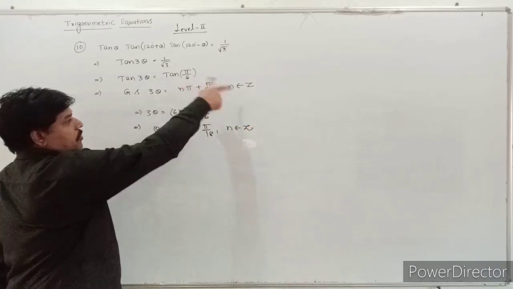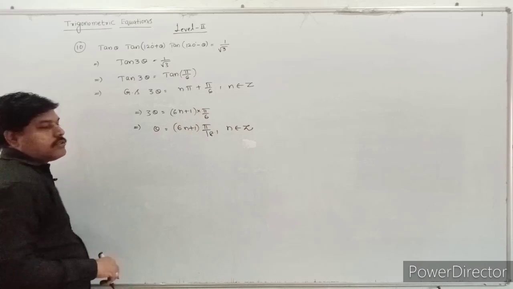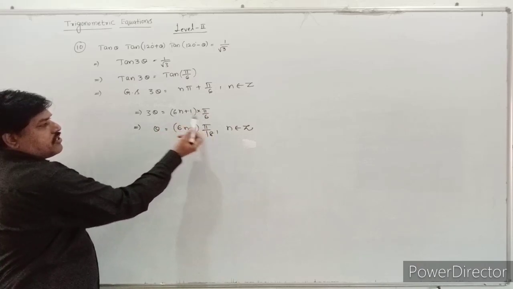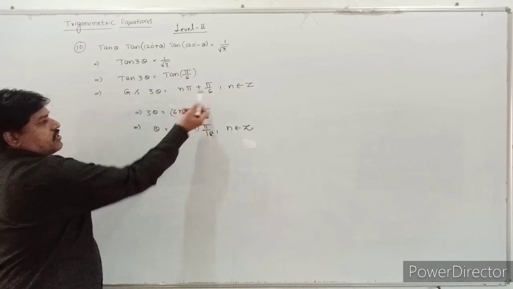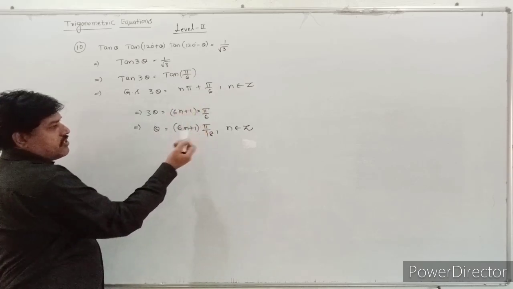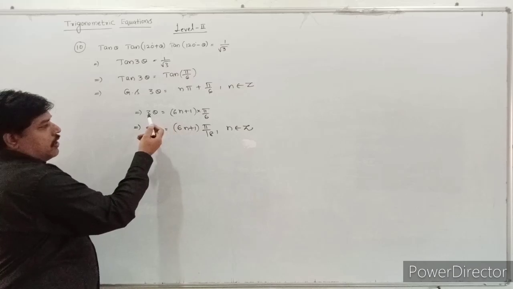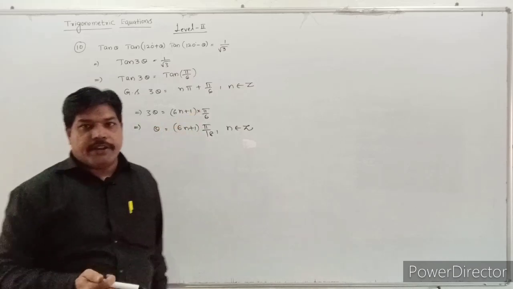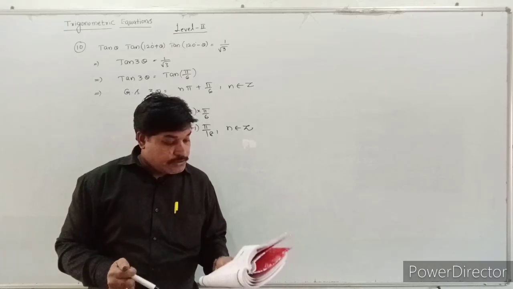So take the 6 LCM and take the pi out. It will become pi by 6. If you have any doubt, multiply with pi by 6. Pi by 6 into 6n is n pi, and 1 into pi by 6 is pi by 6. So take pi by 6 as the common factor, and divide with 3. Pi by 6 will become pi by 18. Okay, so see that question, students.